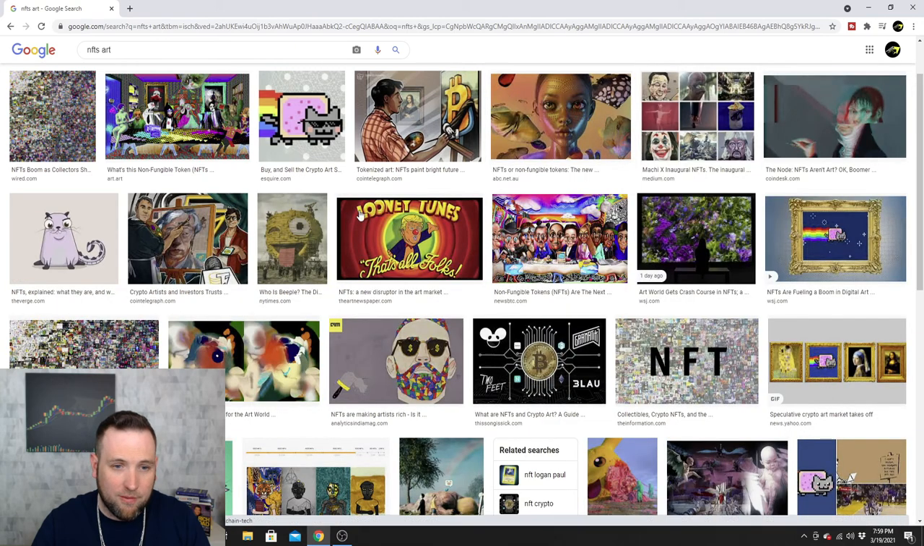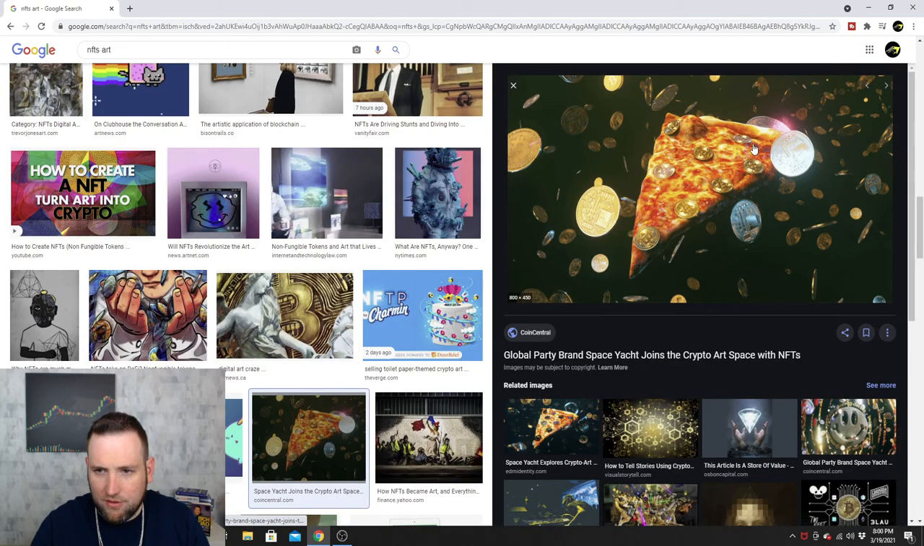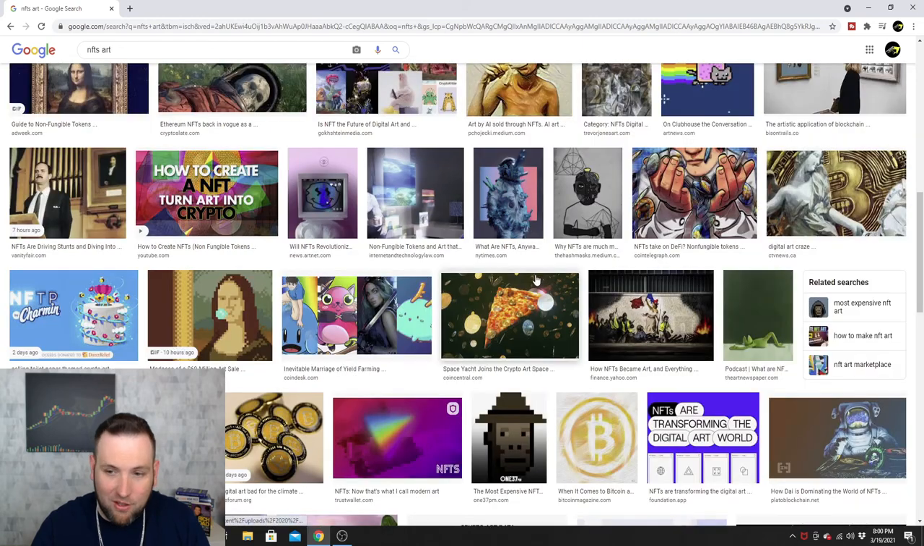Very unique picture. So here we have another one, a pizza with bitcoins flying around it. This is a very strange NFT. Maybe some coked out actor would have this on their wall. I don't know. It's not something I'd have on my wall, but to each their own.